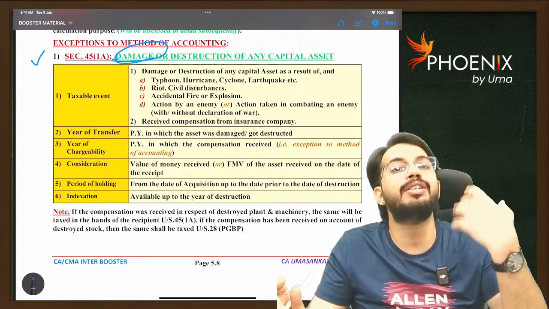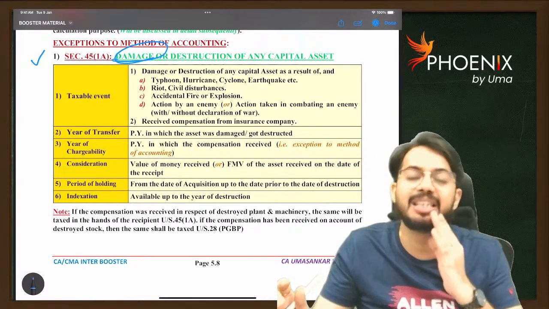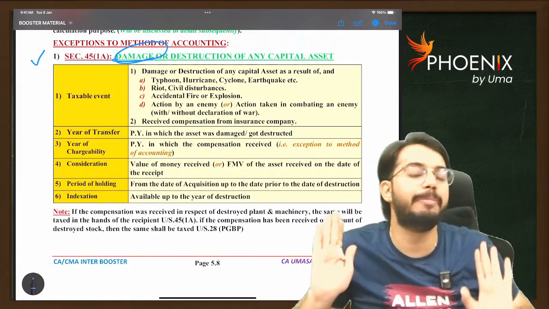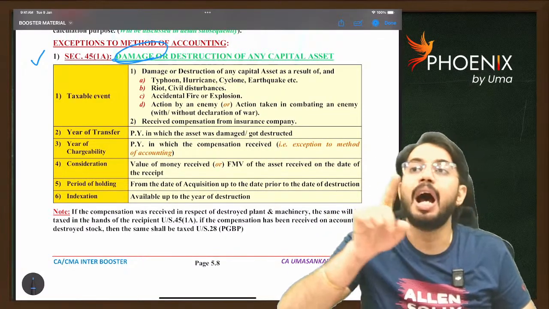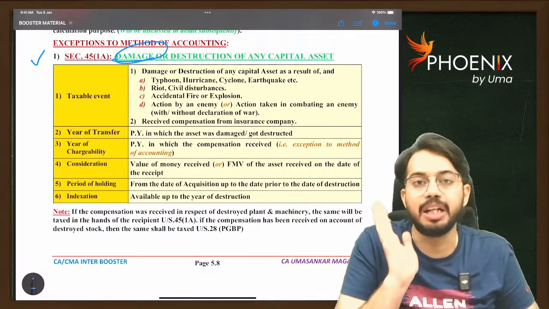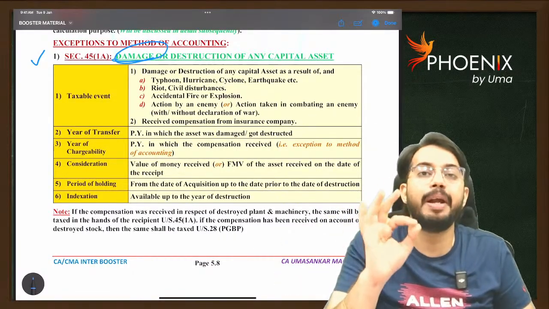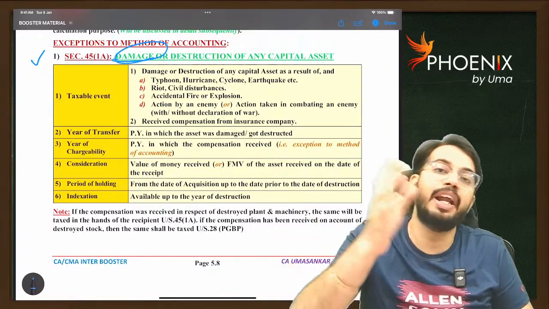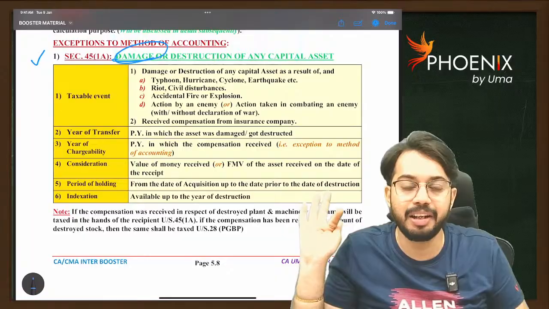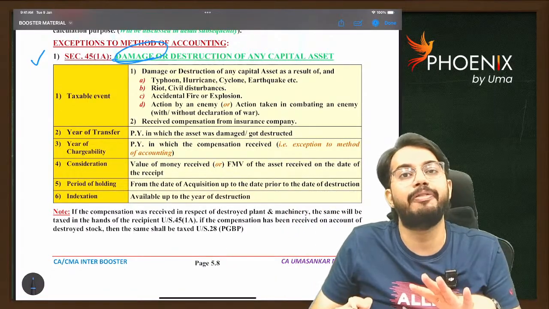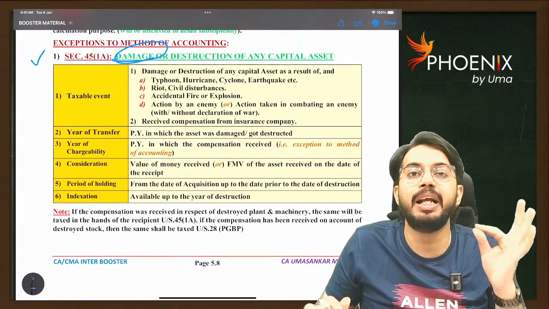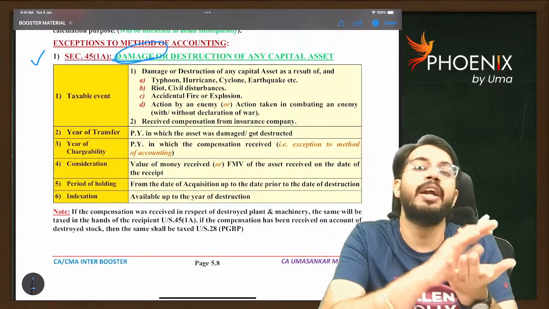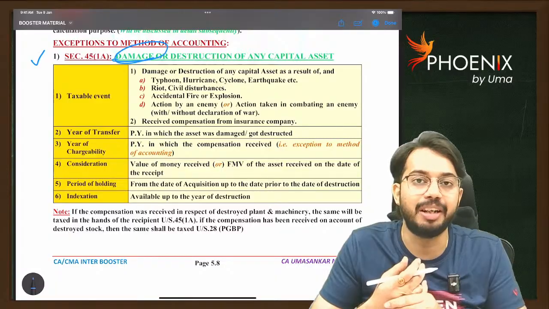Next, whatever the insurance compensation received, that will be taken as full value of consideration. Period of holding, generally period of holding will be calculated from date of purchase up to the date prior to the date of transfer. So even in this case also, period of holding will be calculated from date of purchase up to the date prior to the date of damage or destruction. Is it clear? Indexation benefit is available, but from date of purchase up to the date prior to the date of damage or destruction. Is it clear?